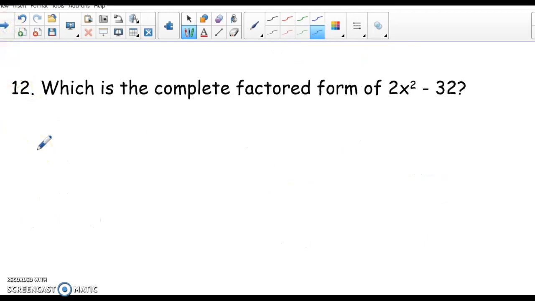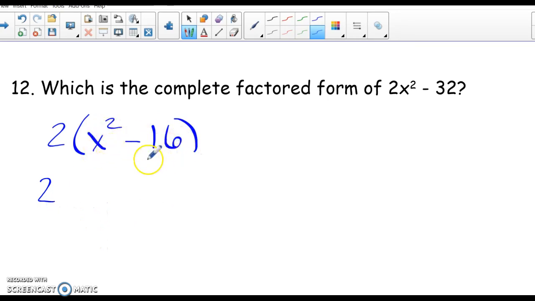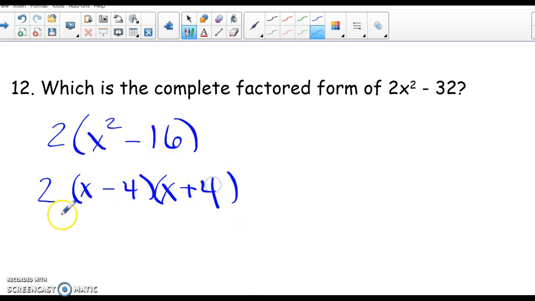For this one, completely factored form, my GCF is a 2, so I'm left with x squared minus 16. Look at this one. Perfect square, perfect square. I can break this into 2 parentheses. One's plus, one's minus. Square root of x squared is x and x. Square root of 16 is 4 and 4. Just factored it.